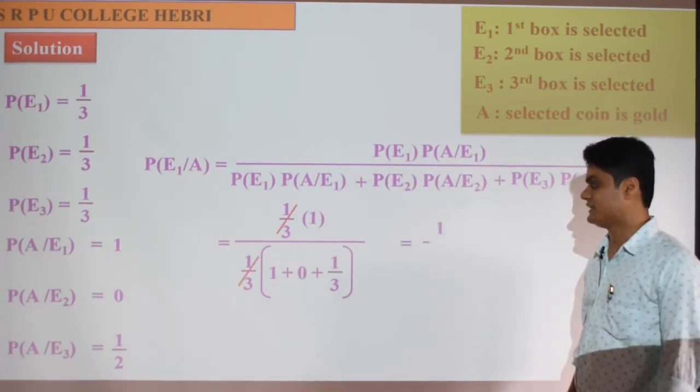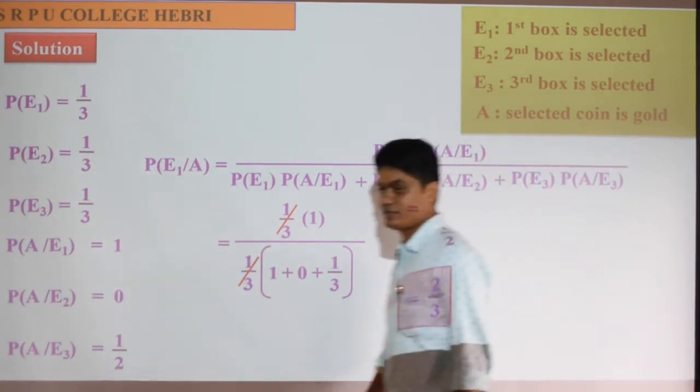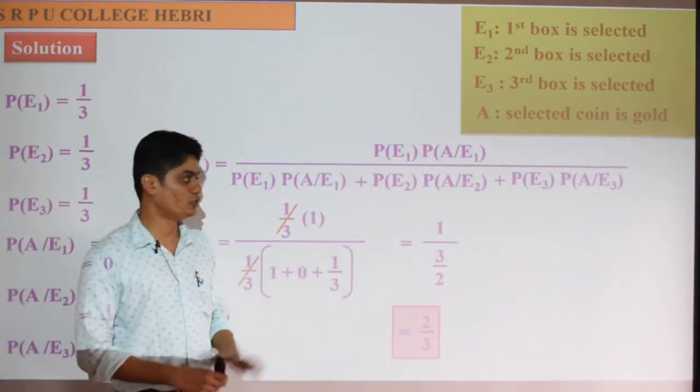So if you simplify like this, it will be easy work. So the answer is 2 by 3. That's it. So I hope you understand.